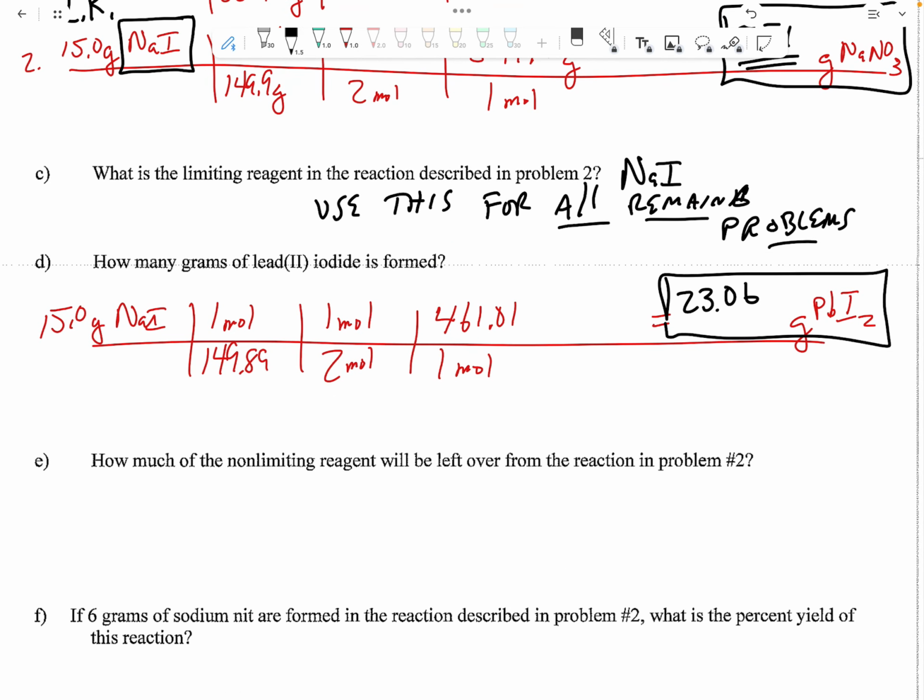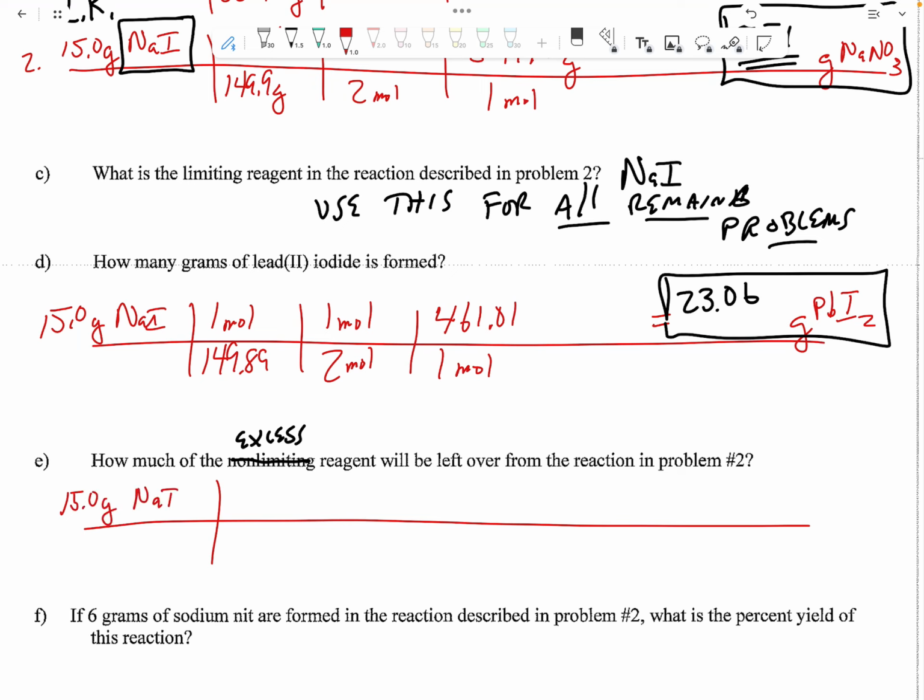Now we have to figure out how much of the non-limiting reagent, that's also called the excess here. And so what we need to do is start with our limiting reactant again, which is 15 grams of sodium iodide. We're going to find out the mass of the Pb(NO3)2 that we need. Mass to mass problem yet again.